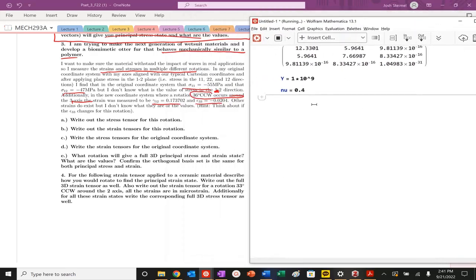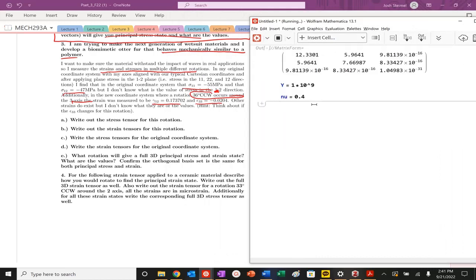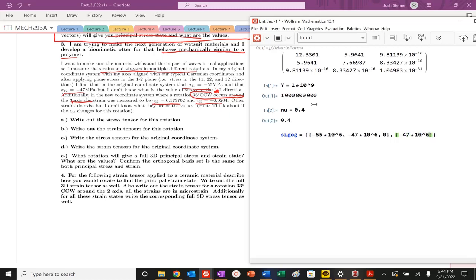We can start defining and setting up our tensor solve. So in my original sigma OG, I do know my sigma 1-1. It's minus 55 times 10 to the 6, megapascals. I know minus 47 times 10 to the 6, 0. And then I also know minus 47 times 10 to the 6. I don't know what sigma 2-2 is, but I can solve for that. And the rest of them are all 0, 0, 0.